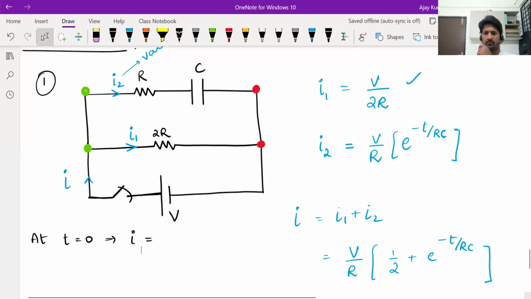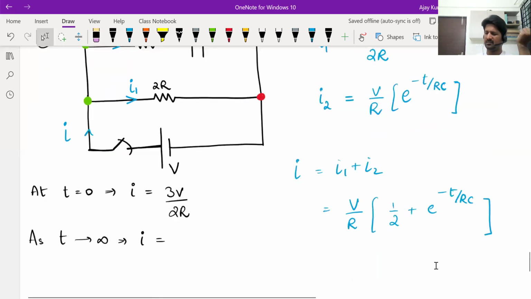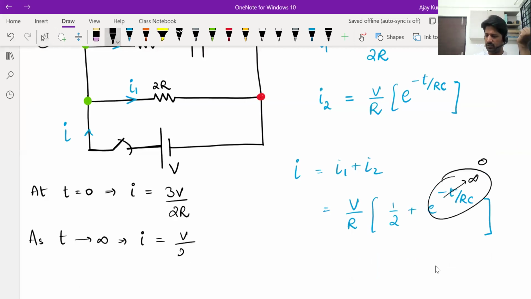V by 2R plus V by R. Just substitute t as 0. If you put t as 0 there, e power 0 becomes 1. 1 by 2 plus 1 is 3 by 2. So 3V by 2R is the initial total current through the cell. The moment the switch is closed, that is the current that flows through it. Okay. Next, as t tends to infinity, how much does the current become? Easy. As t tends to infinity, e power minus infinity, this term becomes 0. Current becomes V by 2R. So current initially will be 3V by 2R and slowly it will come down to V by 2R.